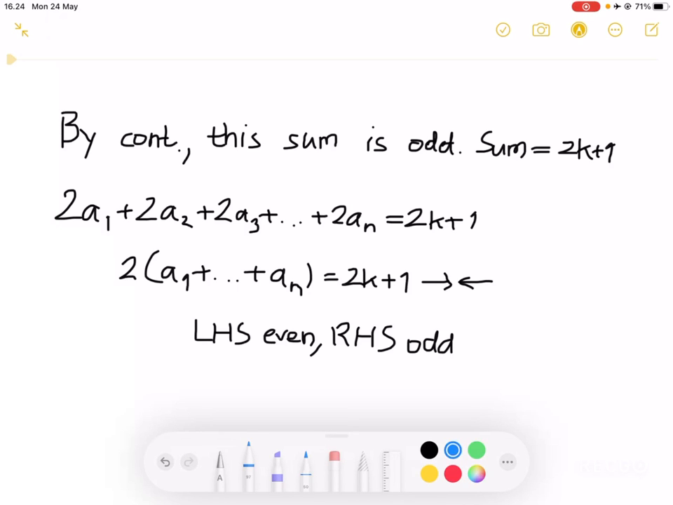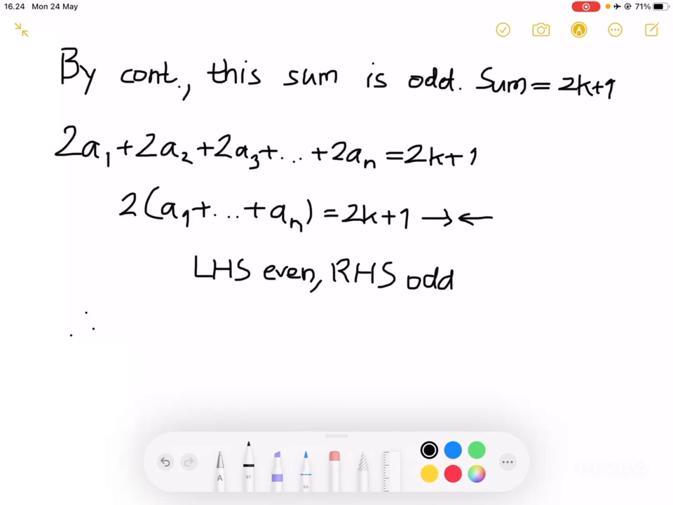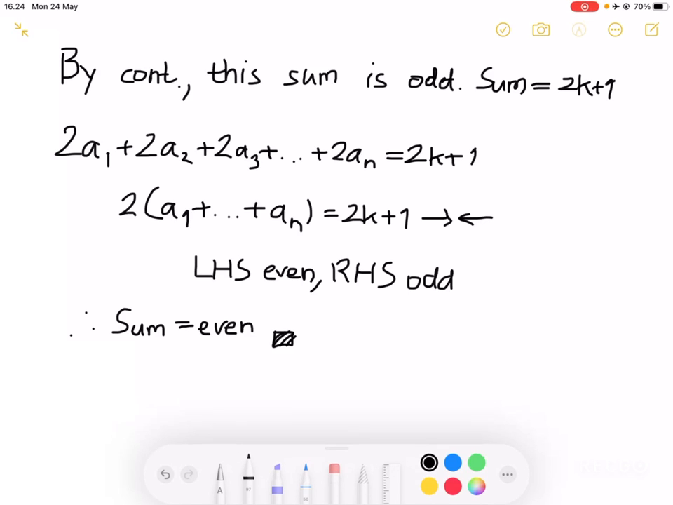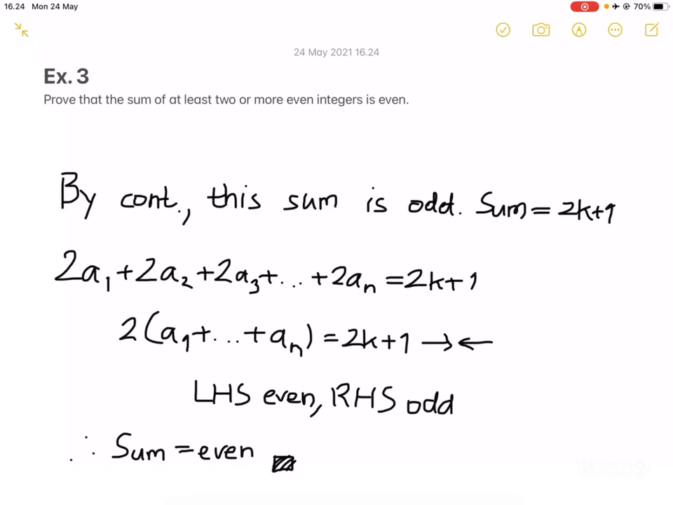Now the symbol of contradiction is usually written as so. So therefore, our sum must be even. And then we can put a little box or just write QED to show that the proof is well done. And this ends this short video.